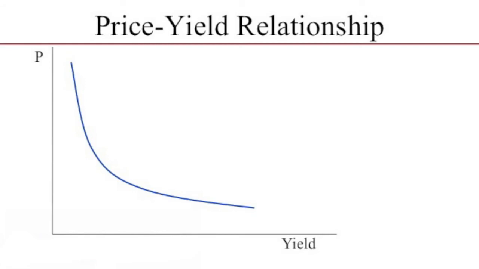So we should see that there is an inverse relationship, a rather well-known inverse relationship between rates and bond prices if they're fixed income bonds. Rates up, price down. Rates down, price up. So this price-yield relationship is often shown on a diagram where we have price on the vertical, yield going across the horizontal.